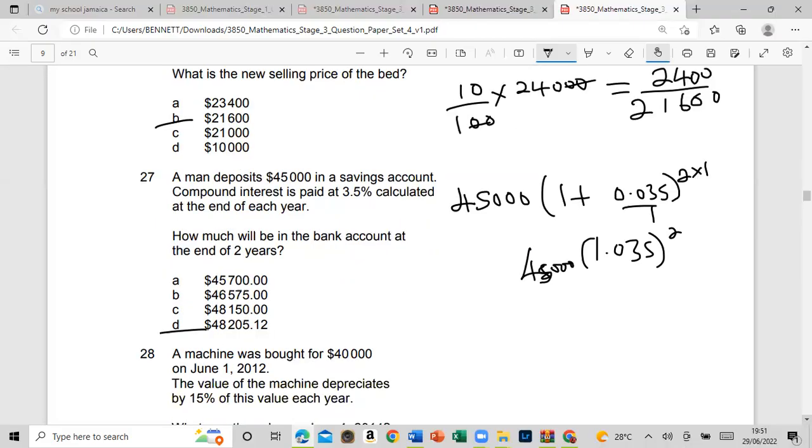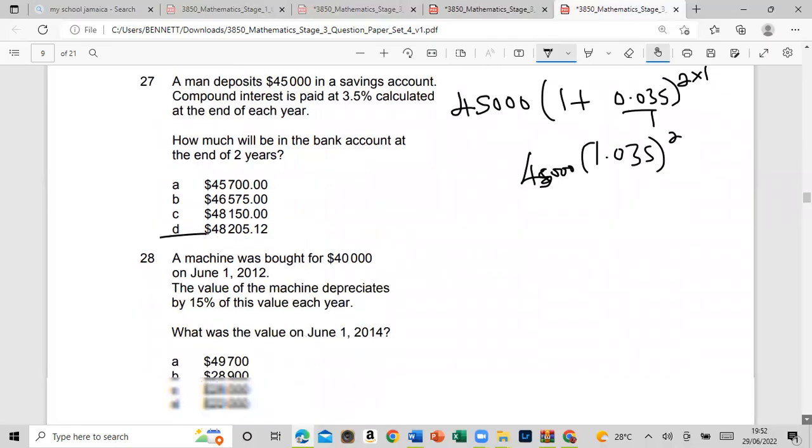A machine was bought for 40,000 on June 1, 2012. The value of the machine depreciated by 15% of its value each year. What was the value at June 2014? So 2 years basically. They didn't tell us whether it was straight-line depreciation, so now we try the reducing balance method. A machine depreciates at 15%, so we could use the reducing balance method.